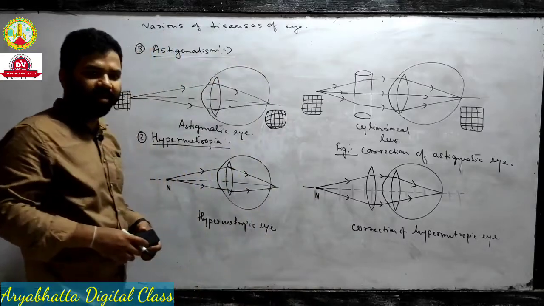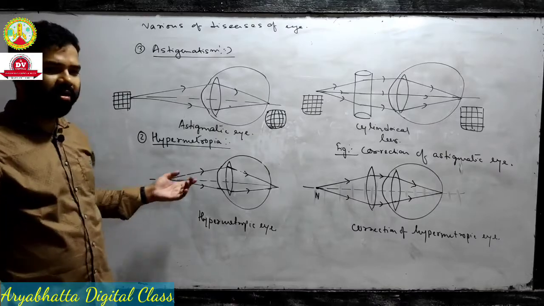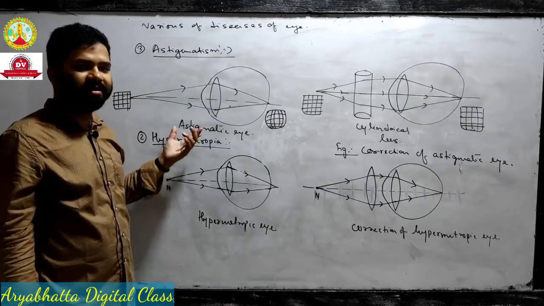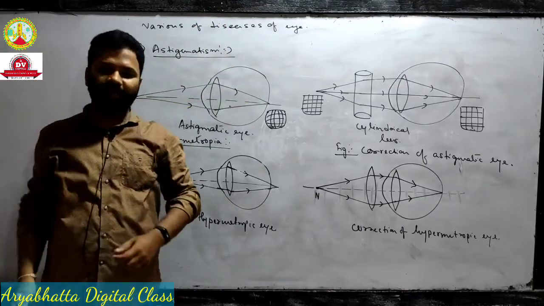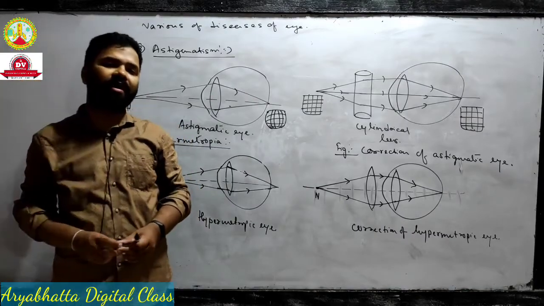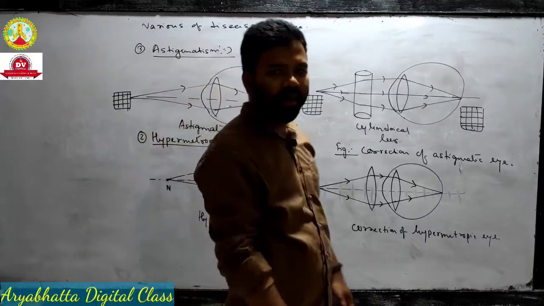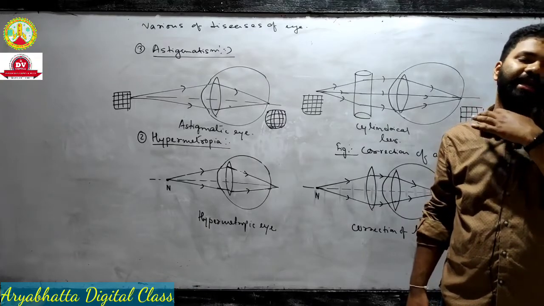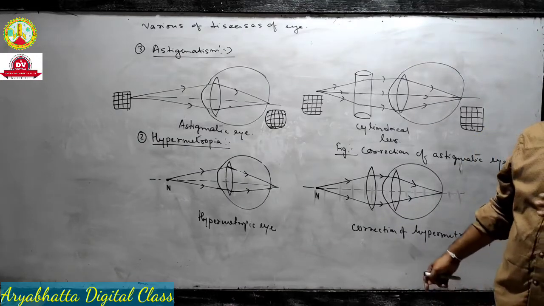I am simply drawing these things because they are important for your board exam: what is myopia, how it can be corrected, draw with the help of a diagram; what is hypermetropia; what is astigmatism, draw with the help of necessary diagrams. So these things are important. Our topic left is the formation of the primary rainbow and the secondary rainbow. That also we will discuss, because it has already come in the board exam: how the primary rainbow is formed, how the secondary rainbow is formed, the difference between them, and why the intensity of the secondary rainbow is less than that of the primary rainbow. So we will discuss these things.